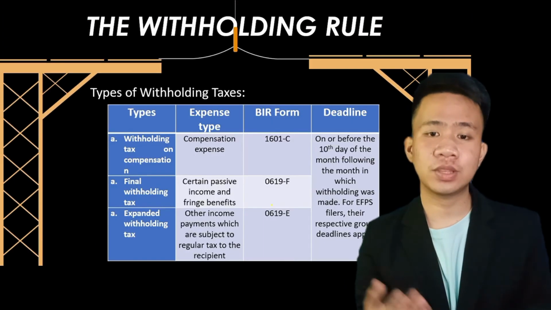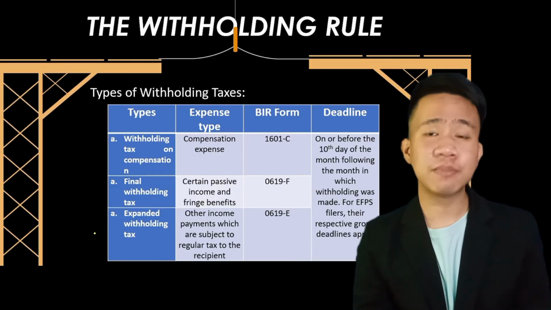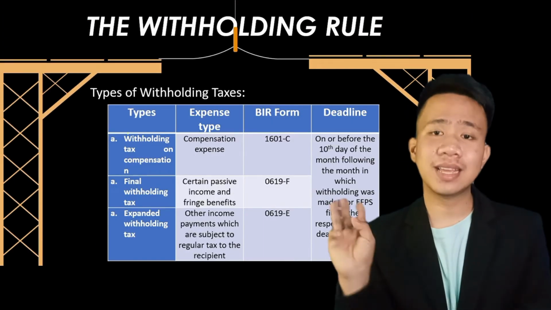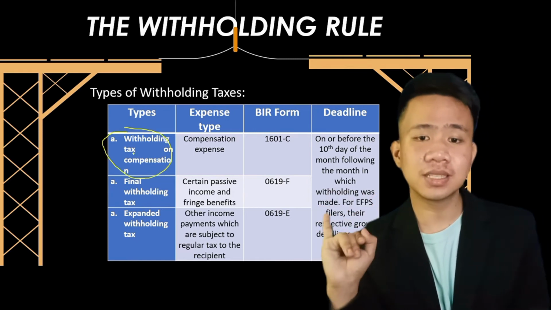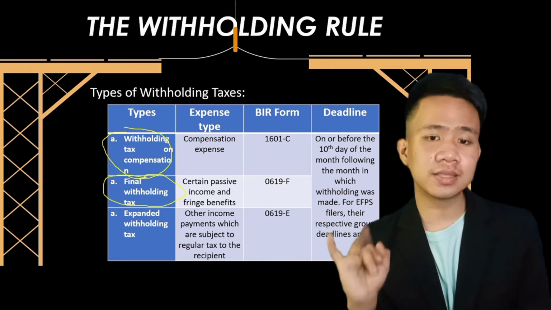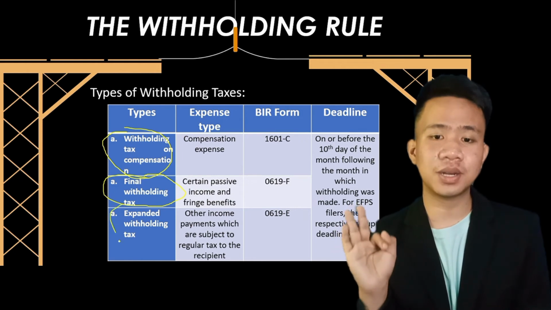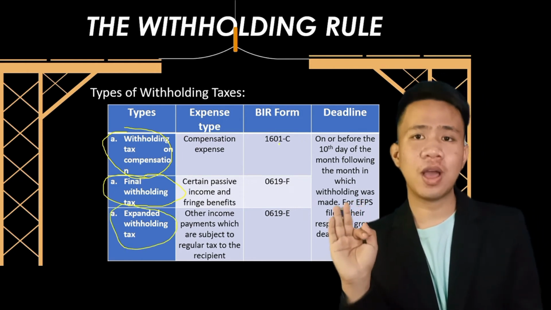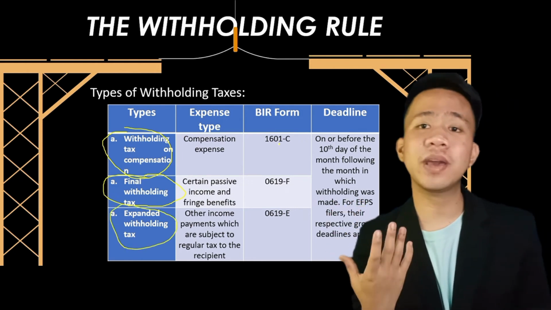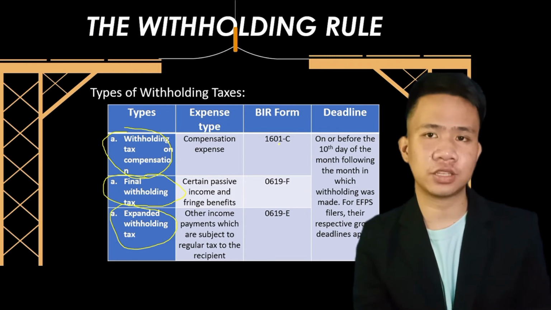Let us proceed with the types of withholding taxes. There are three types, namely, first, withholding tax on compensation, second, final withholding tax, and third, expanded withholding tax. So I'm going to tackle it with you one by one so that you can further understand each type.